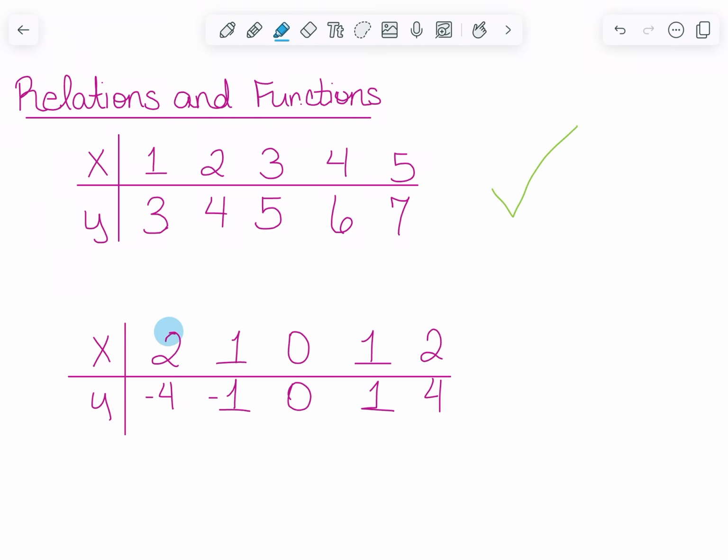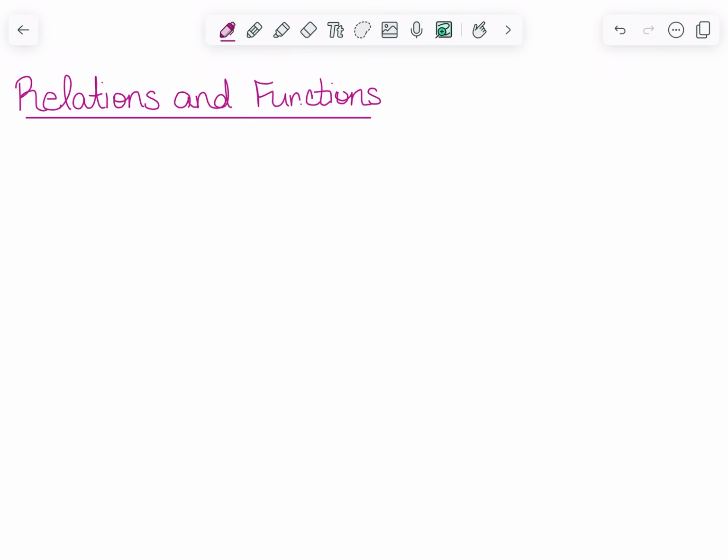If I look at this table, I can see that 2 appears twice. In addition, 1 appears twice in the input row. That tells me that this table does not represent a function since I have numbers in the input row that repeat. The next way we'll represent functions is with equations.